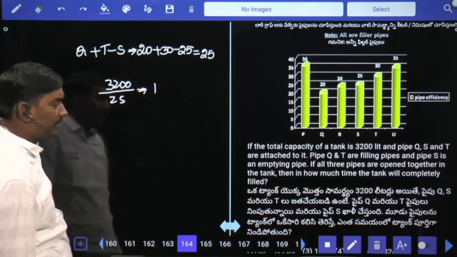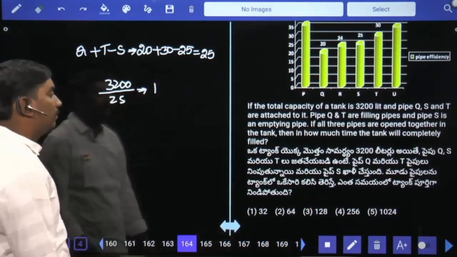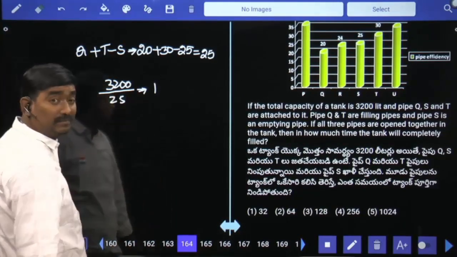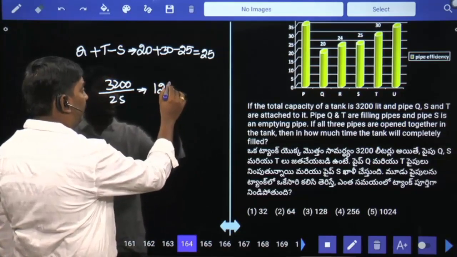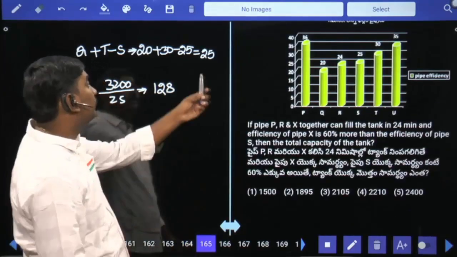25 ones are 25. Still left with 70. 25 twos are 50. 200. 25 eights are 200. In 128 minutes, the tank is going to fill.